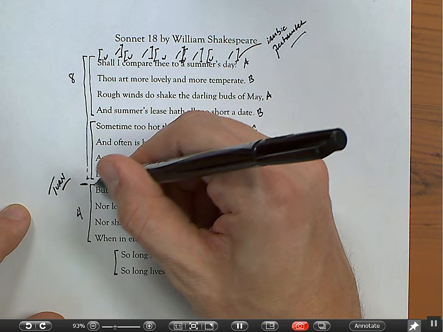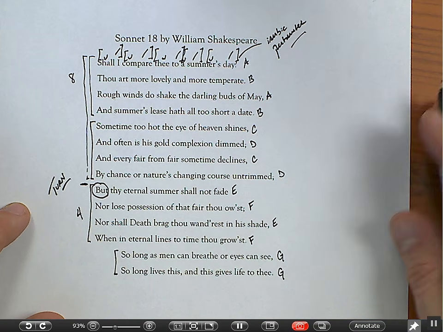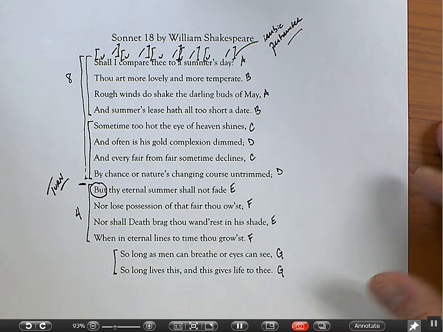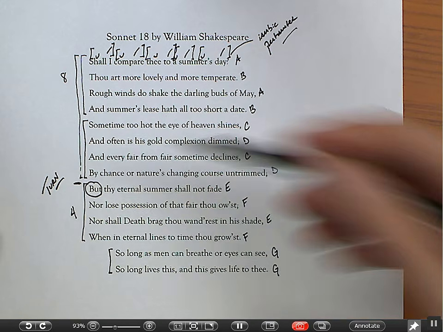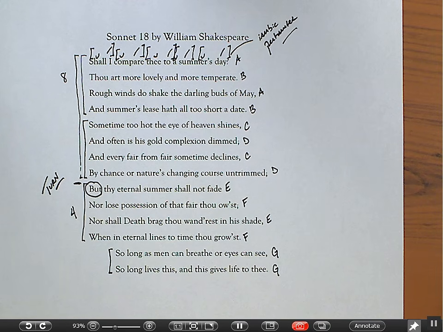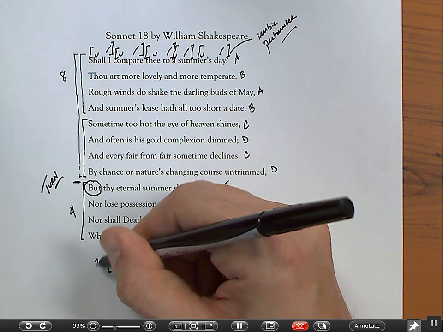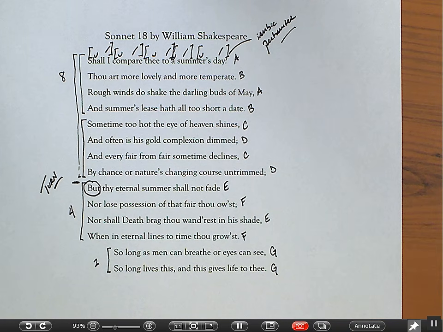Notice in Sonnet 18, that turn begins with the pivoting word but. Shall I compare thee to a summer's day? He continues for 8 lines. At line 9, he turns and says, but thy eternal summer shall not fade. So the first 8 lines present the question, the tentative answers. At line 9, he turns, and then in the couplet, he provides a final answer, or a resolution, or a summary statement on the poem itself. 8 to 4 to 2.